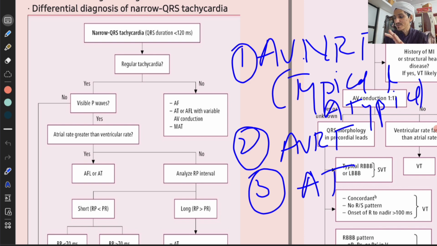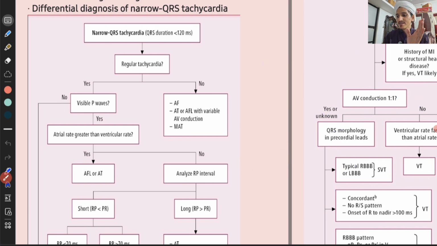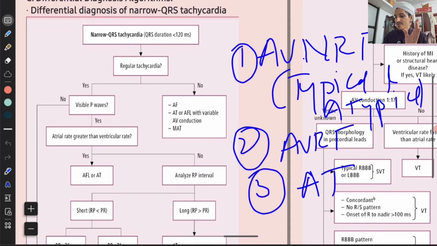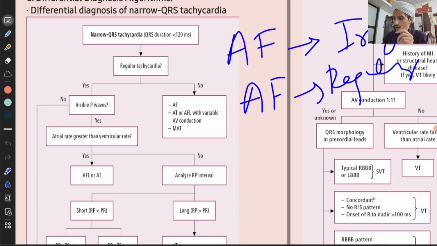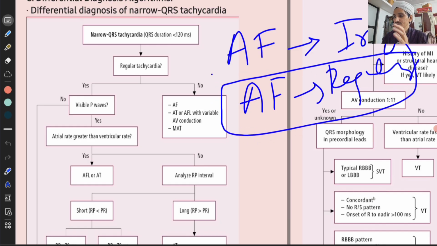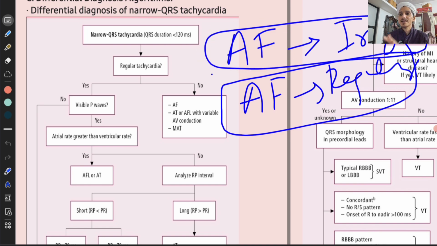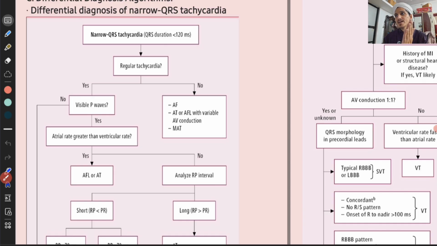Atrial flutter you should exclude, because atrial flutter can present irregular as well as regular. Most commonly it presents as regular only, but sometimes when there is variable conduction of the AV node, it can present as irregular rhythm. Most commonly it will present as regular only. So from AVNRT, AVRT and AT, first you exclude atrial flutter.